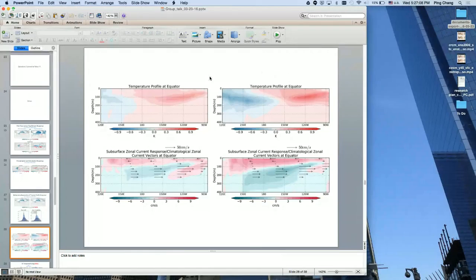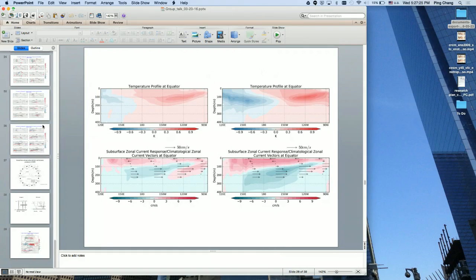The only thing I can think of for now is if you can make a composite, compositing according to the background state, taking out the strong years, and trying to figure out why in which year the response is the strongest. Okay.